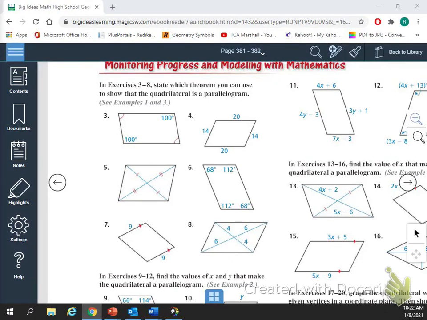All right, so in the first question, what was given to us? Opposite angles are congruent. Number 4, opposite sides are congruent. It's not congruent and parallel because it doesn't show us that they're parallel. So just opposite sides are congruent. 5, the diagonals bisect each other. 6, opposite angles are congruent. 7, congruent and parallel. And then number 8, the diagonals bisect each other. Good.